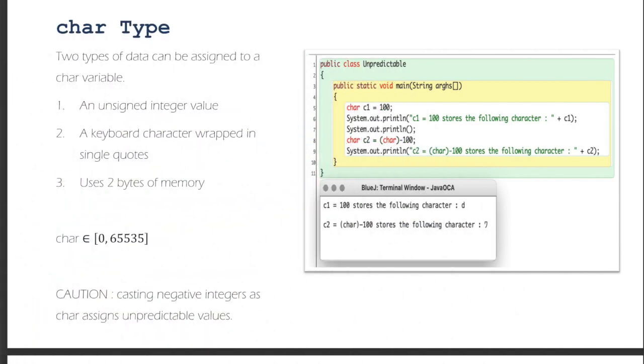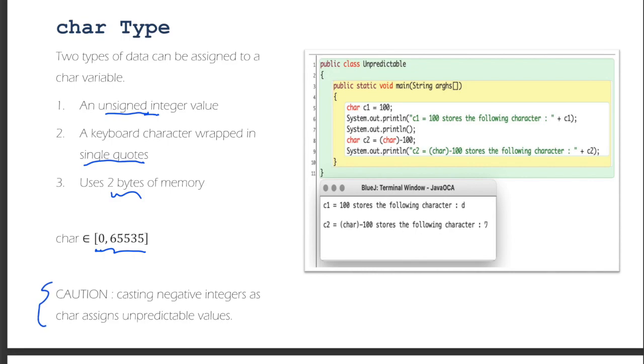Next, we have the char type. Two types of data can be assigned to a char variable: either an unsigned integer, that means no negatives, or a keyboard character wrapped in single quotes. Again, char uses 2 bytes of memory, and its numeric range is from 0 to 65,535. And there's a little caution here that the OCA book tells us about.